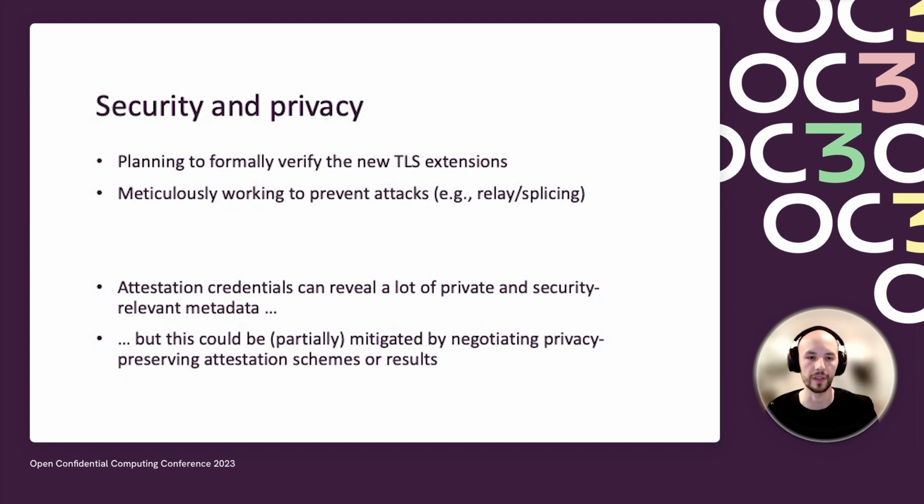And in terms of privacy, we do realize that attestation credentials can reveal a lot of privacy and security relevant metadata. And the asymmetry of the TLS handshake, where the server always has to show their credential first before being able to authenticate the client, can lead to perhaps an attacker finding out a lot more about some of the workloads or the platforms that they're running on than we would need. So for example, an attacker can leverage this to find out what operating system some device is using, and then leverage this information to use some exploits that already exist for that version of the operating system.